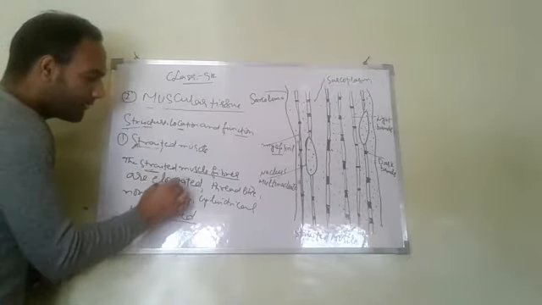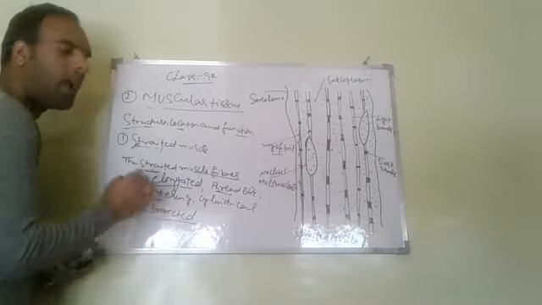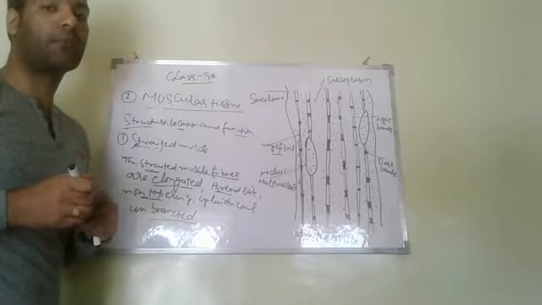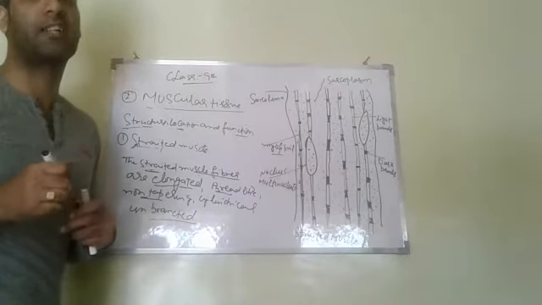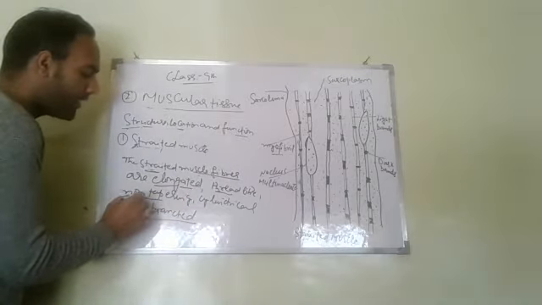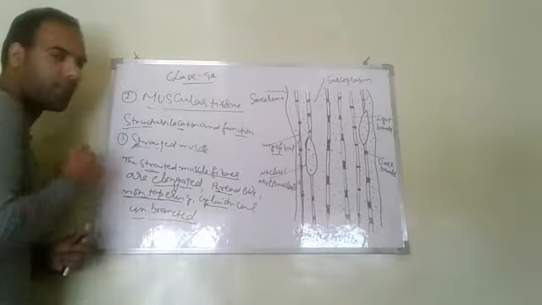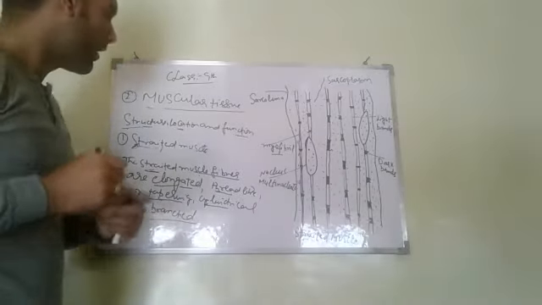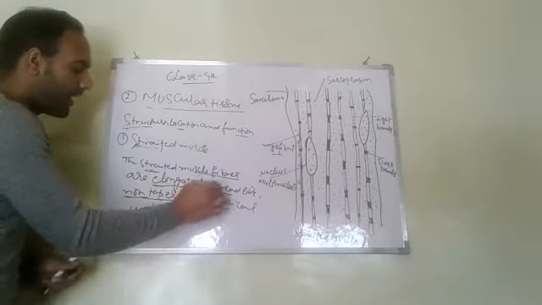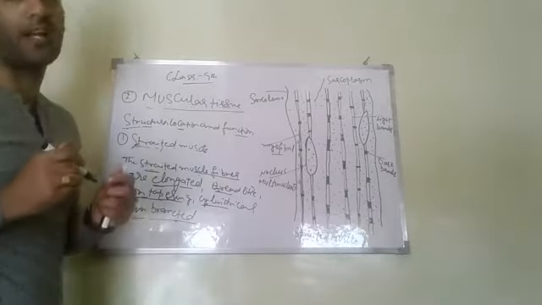First one, these are elongated. Second, these are thread-like. Third, these are non-tapering. Non-tapering means they do not have pointed ends. If a muscle fiber has pointed ends, then it is called tapering. These muscle fibers do not have pointed ends, that is why these are called non-tapering. They are cylindrical and unbranched.